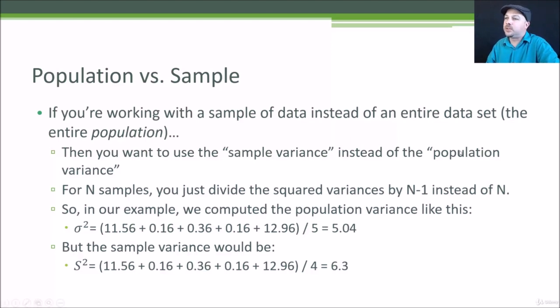Okay? So let's look at this example. In the example we just had, the population variance is exactly what we did. We took the sum of the squared variances and divided by 5, the number of data points that we had, to get 5.04. But the sample variance, which is designated by s squared, is divided by n minus 1, or 4. So we took the number of data points we had, subtracted 1, and got the sample variance, which comes out to 6.3. So again, if this was some sort of sample that we took from a larger data set, that's what you would do. If it's the complete data set, you divide by the actual number. Okay, and that's the difference between population and sample variance.